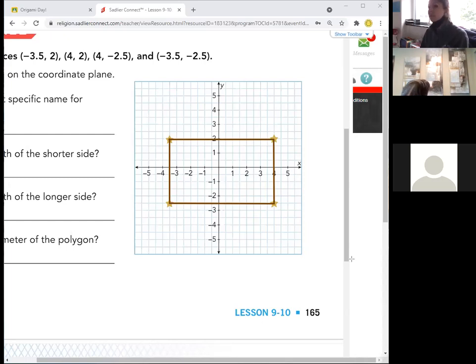Because a rectangle means a couple of things. It means it's a quadrilateral. It means it has 2 sets of parallel sides. It has 2 sets of congruent sides. So a rectangle is the most specific name you can give this particular shape. Does that make sense? So your first reaction might have been rectangle, but know why we're saying rectangle. So write rectangle on the line.